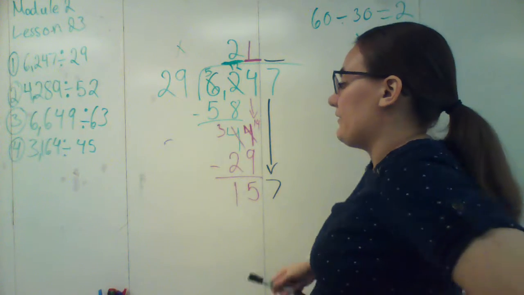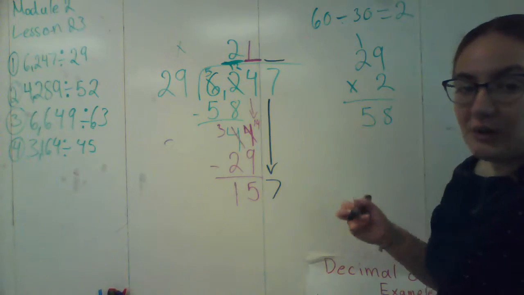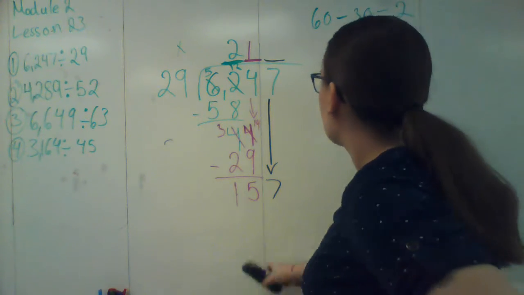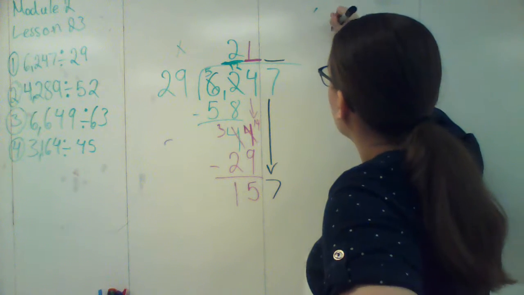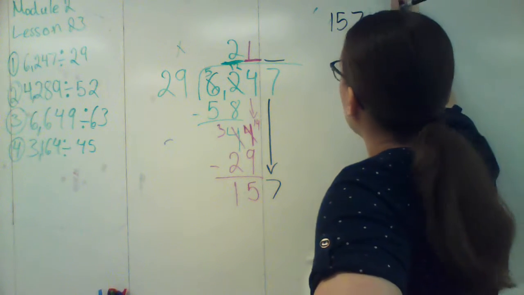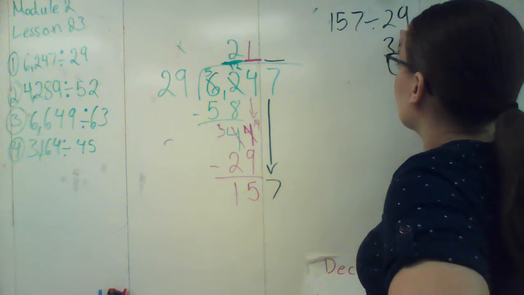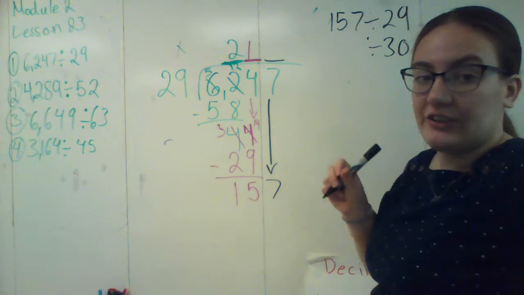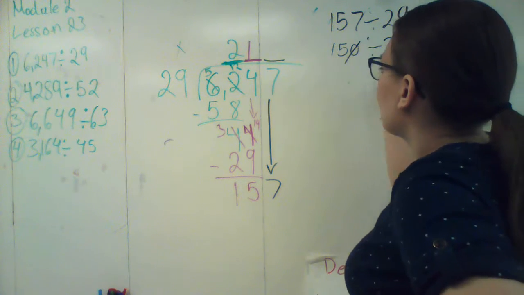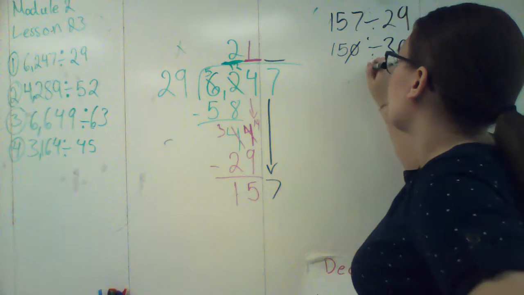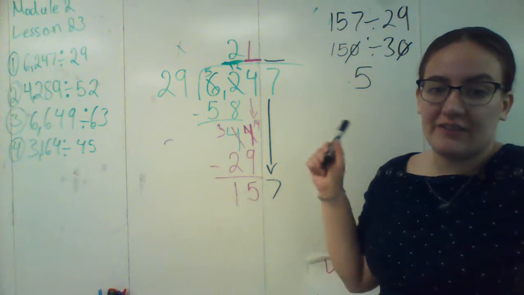So now I figure out how many times 29 can fit into 157. This is probably a problem where you'll want to estimate to help you solve it. So I'm going to do 157 divided by 29. I'm going to round this 29 to 30 and round this 157 to 150, and cancel out the zeros. Think about 15 divided by 3, which is 5. So 29 can probably fit into 157 5 times.